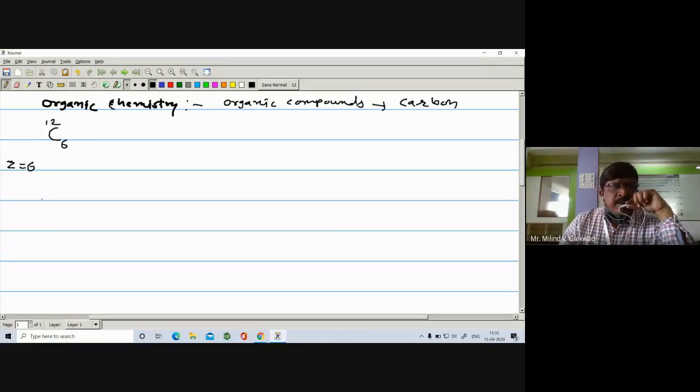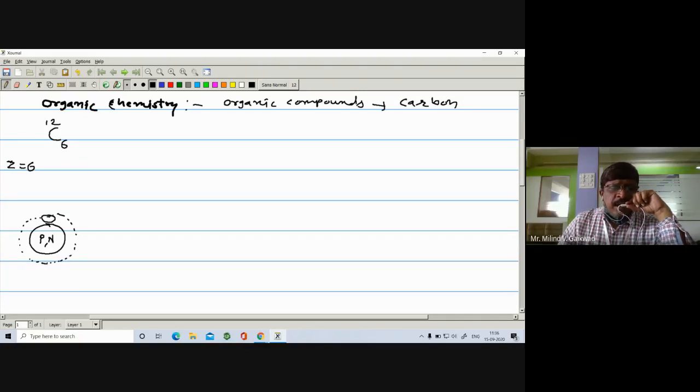You know what is meant by atomic number. Atomic number means the number of protons or electrons in an atom of an element, and it is denoted by the symbol Z. So the atomic number of carbon is 6. This is the nucleus of an atom, where protons and neutrons are present, and around this nucleus electrons are revolving in orbits.